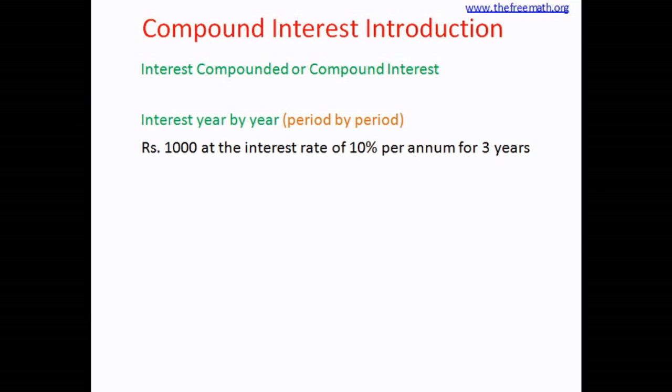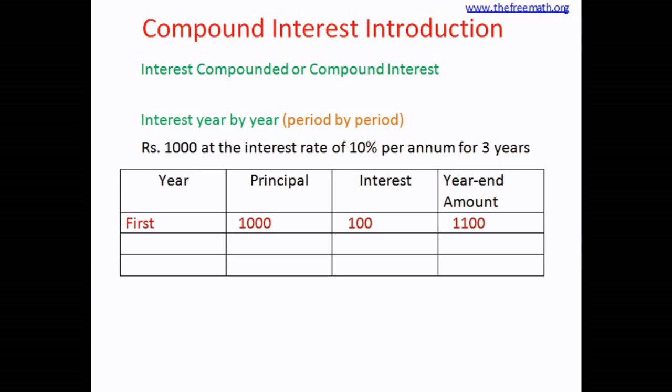1000 rupees at the interest rate of 10% per annum for 3 years. Annum means year, per annum means per year. So the principal is 1000 rupees and the interest rate is 10%. So in the first year, you can see here in the table that the principal is 1000 rupees and with 10% the interest would be 100 rupees. And year end amount is 1000 plus 100 equals 1100 rupees. So 1100 rupees is the amount at the year end.